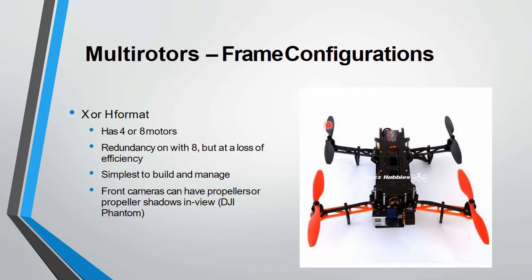Now, first the multi-rotor frame configuration. There are two possibilities when it comes to a frame for your drone. One is the X or H format, which has 4 or 8 motors, with redundancy on 8 but at a loss of efficiency. It is the simplest to build and manage. Front cameras can have propellers or propeller shadows in view. For example, the DJI Phantom.